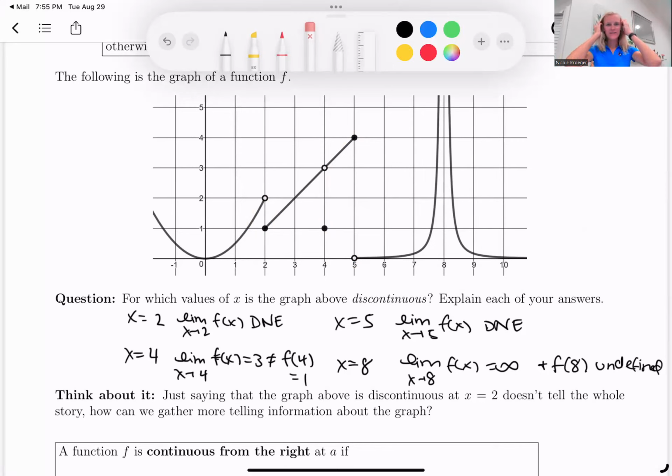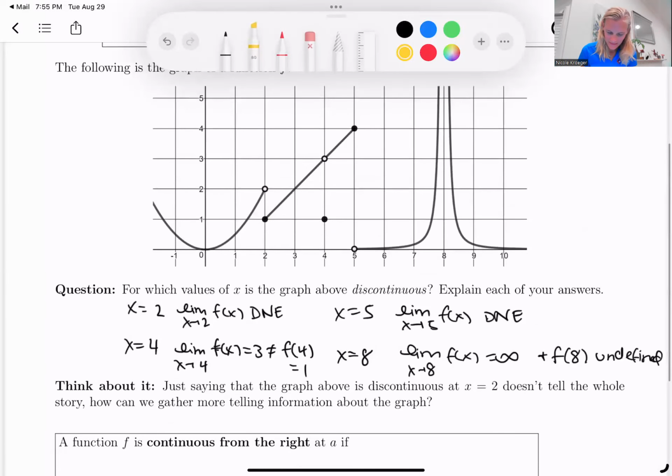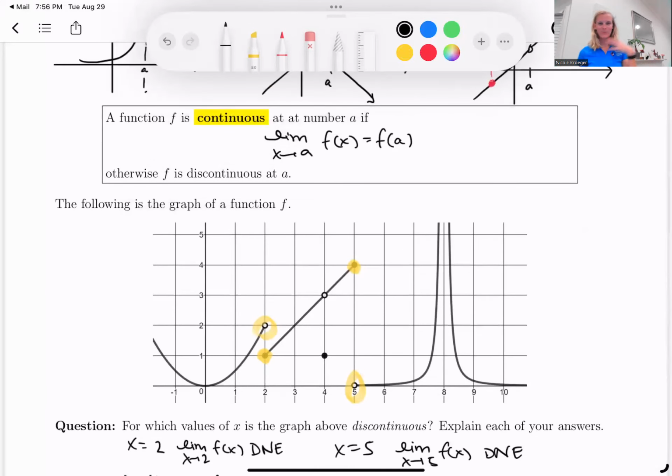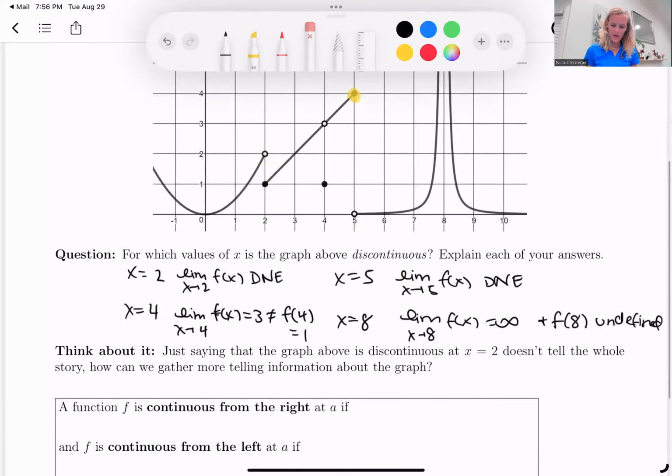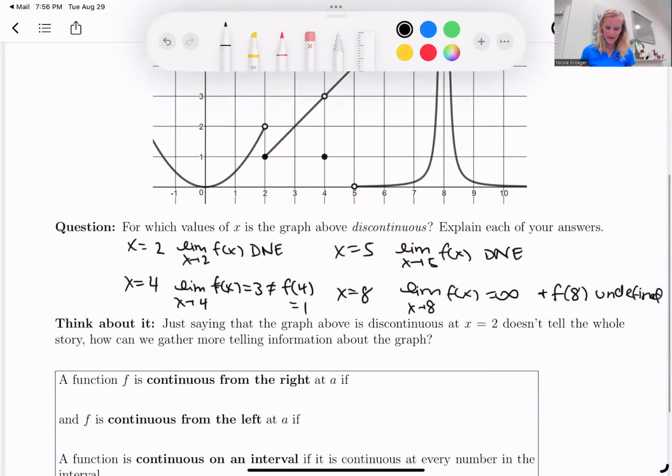But just saying a function's discontinuous is kind of not enough. We notice that this point behaves nicely, and so does this point, but this one doesn't. These have open circles. So we can talk about continuity from the left and from the right. And really all we do is we take this limit up here and we replace it with a left or a right-hand limit. So let me write that down and then we'll talk about it.